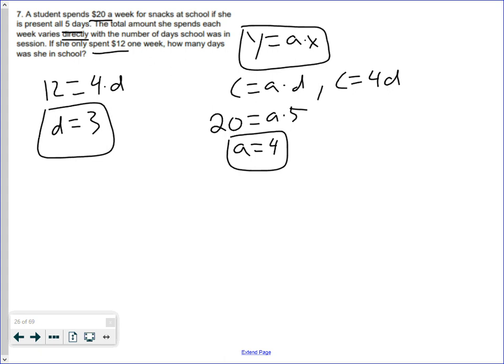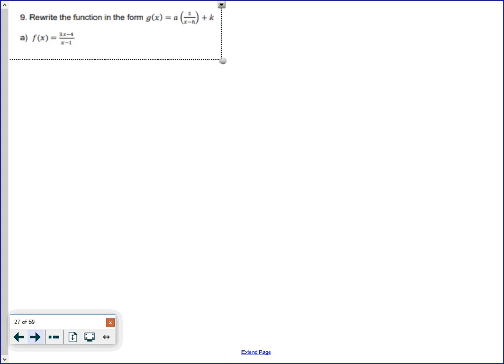We solve for A. A is a constant, it stays the same no matter what. So our A is 4 in this problem. So that gave us our general equation of C equals 4 times D. And then we had to figure out what our D is going to be. How many days was she in school when she spent $12 in 1 week? So what's D when C is 12? We plug those into our C equals 4D, solve for D. So that's what we did for number 7. All right, let's keep going.